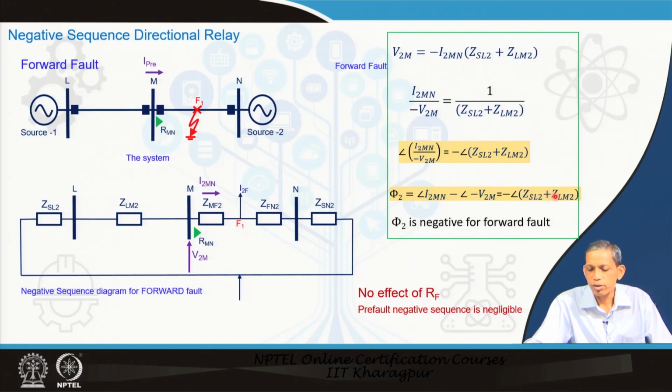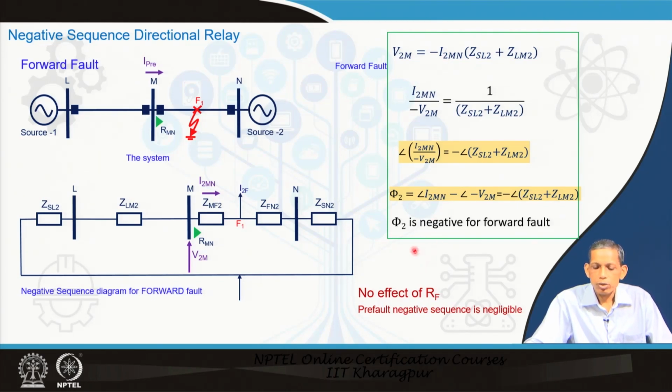But this impedance, if you see line impedance from the source impedance, there will be a large angle for that, more than 80 degree kind of thing. So, therefore, we say that phi 2 will be negative for this situation and this situation is forward fault. So, phi 2 becomes negative for this forward fault. This is clearly evident from this sequence network for negative sequence and based on this voltage current relationship.